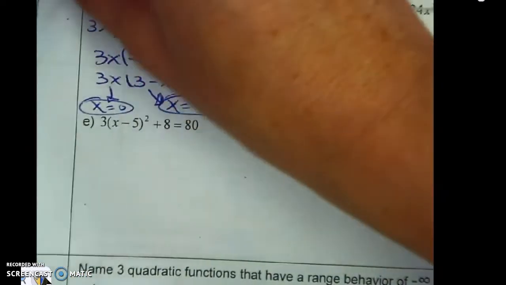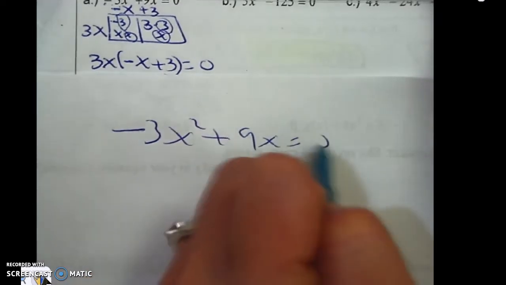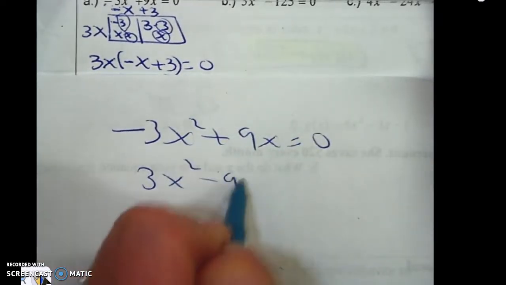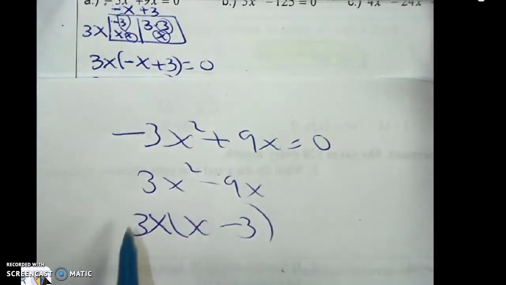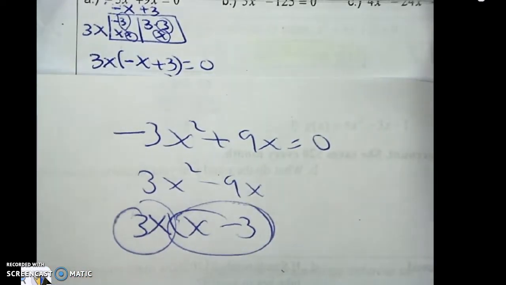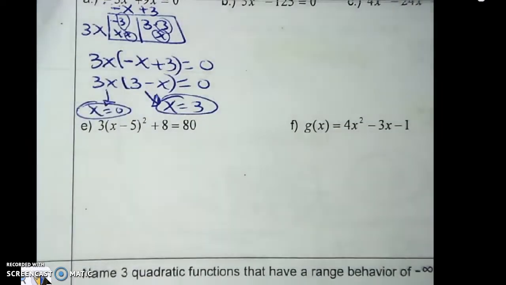Another way I could have done this, honestly what I would have done, because I don't like when my x squared is negative, I would have divided by negative 1 and rewritten it like this. And then I could have seen, which some of you can in your head, there's my 0, there's my 3. Let's do the next one.